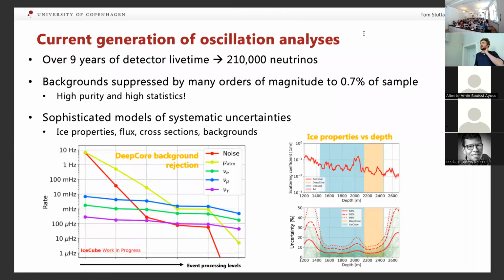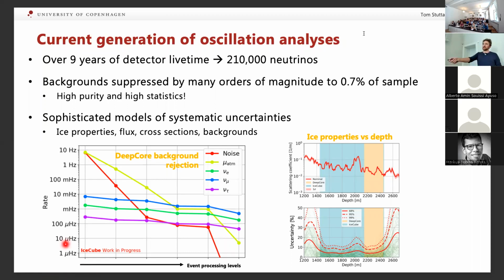The current generation of analyses we're working on, we use 9 years of data. And as I mentioned, this is around 210,000 neutrinos in that sample. This is the GeV scale. This is separate to a sample of around 300,000 neutrinos we have at the TeV scale that we use for BSM measurements like sterile neutrinos, for example. So overall, we have more than 500,000 neutrinos for probing oscillation physics across various scenarios in IceCube right now. And we continue to get more.